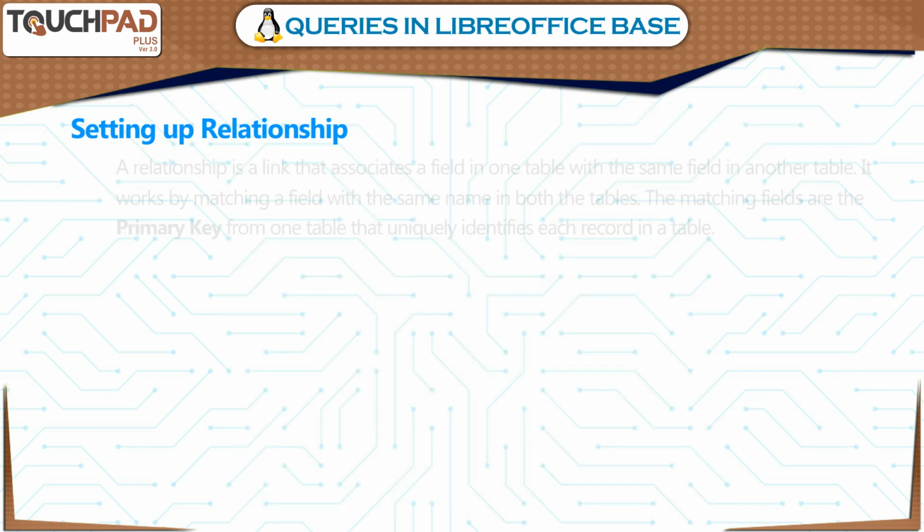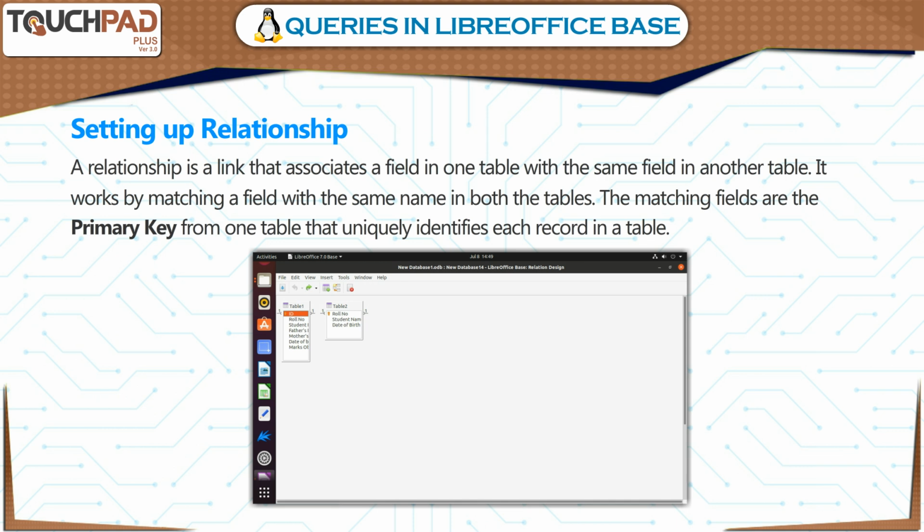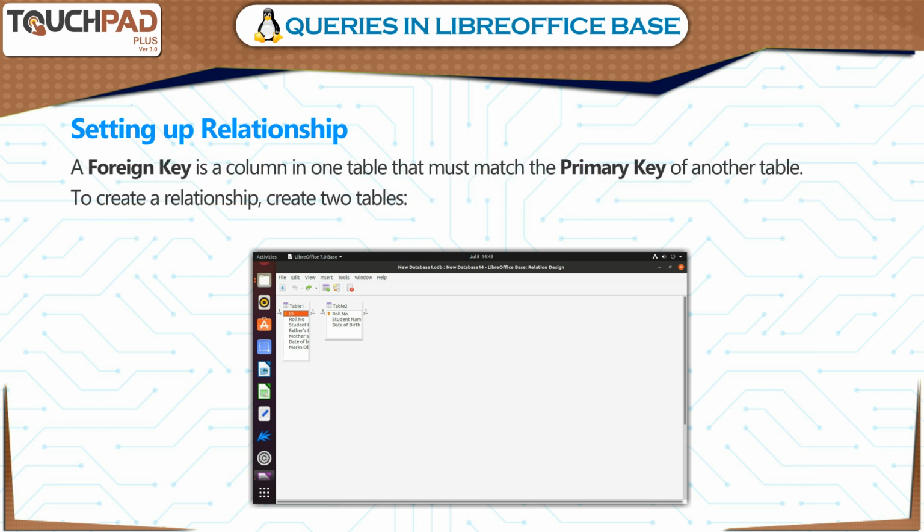Setting up relationship. A relationship is a link that associates a field in one table with the same field in another table. It works by matching a field with the same name in both the tables. The matching fields are the primary key from one table that uniquely identifies each record in a table. A foreign key is a column in one table that must match the primary key of another table.